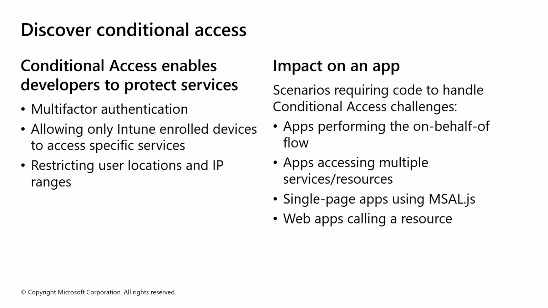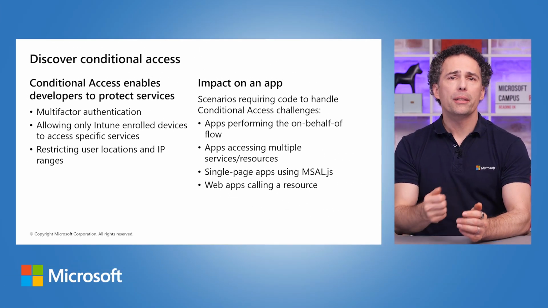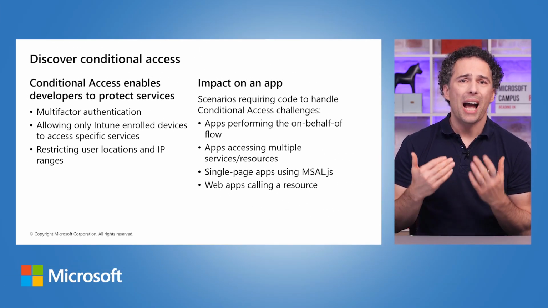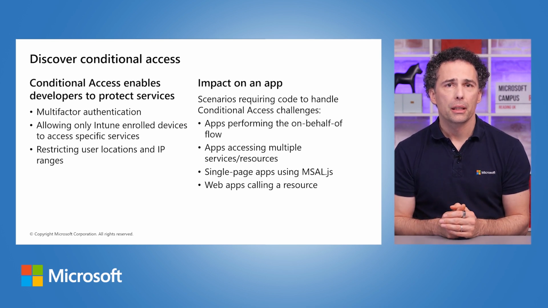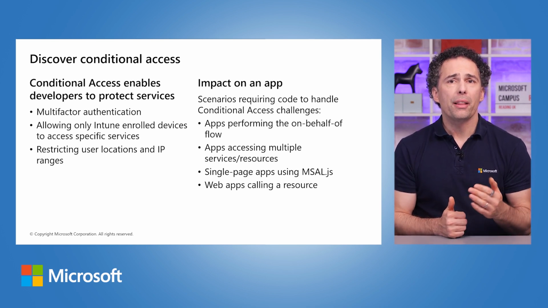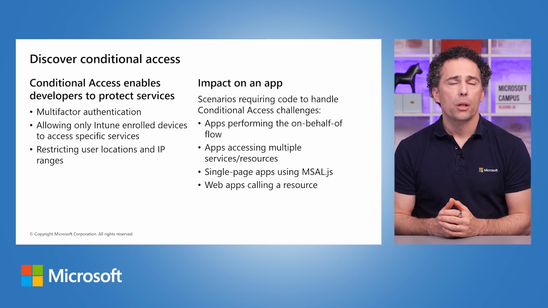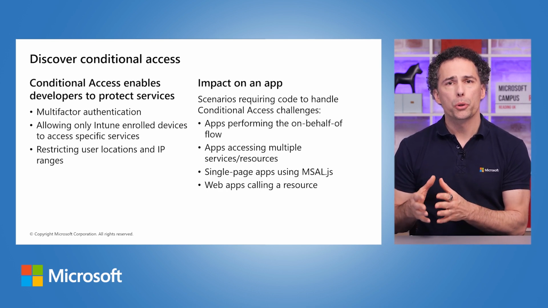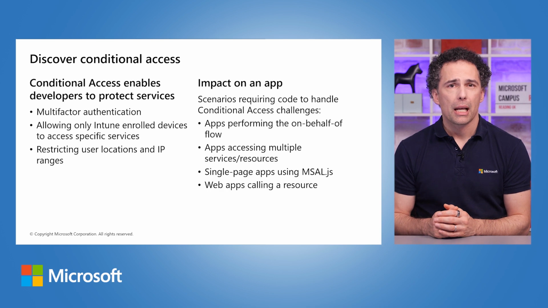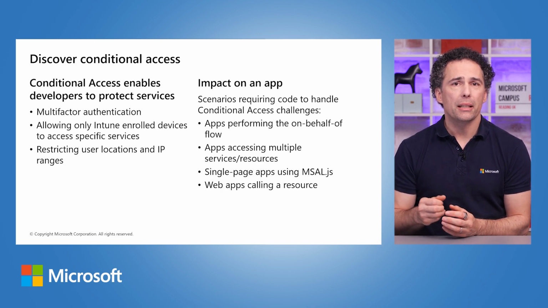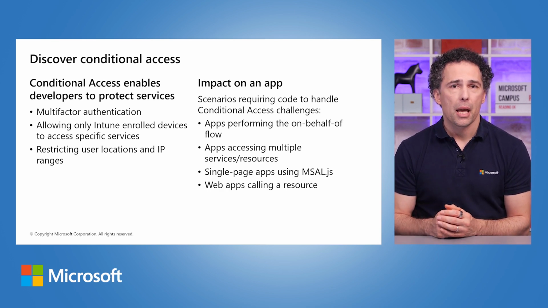Only in some cases, when an app requests a token for a service without telling the user, does an app need code changes to deal with conditional access challenges. Specifically, the following scenarios require code to handle conditional access challenges. Apps performing the on-behalf-of flow, or apps accessing multiple services or resources. Single page apps using MSAL for JavaScript, and web apps calling a resource.